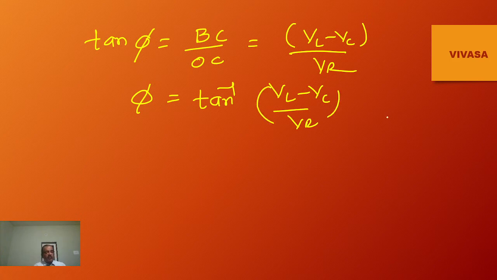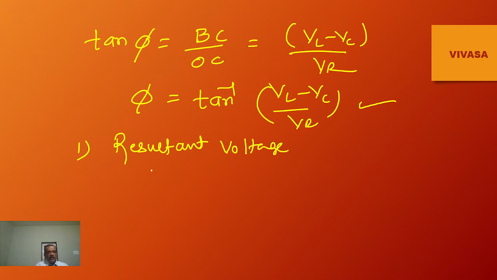The phase angle that I told you to find, you can find in this fashion. This was our fourth requirement. We have calculated the voltage, then the current, then the resistance, which is the impedance, and you also calculated the phase angle. This is the requirement of our question. That means the first was the resultant voltage.